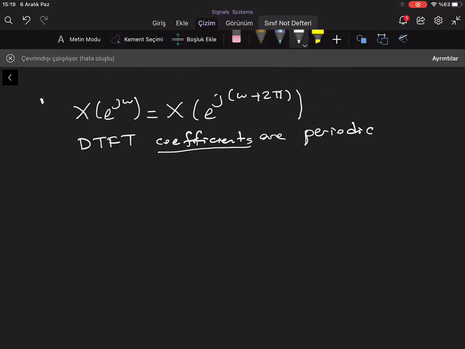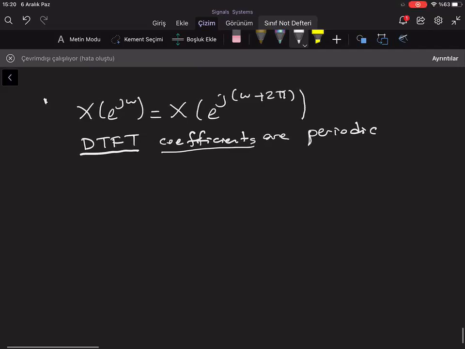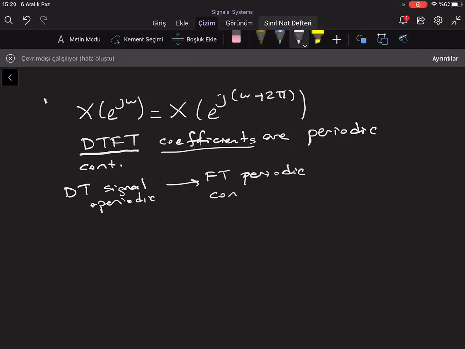You know, discrete time Fourier transform, the Fourier transform of the signal is not discrete. It is a continuous function. Okay, discrete time signal, but it is aperiodic. So its Fourier transform would be periodic and continuous. Okay, so this is one property that I would like to talk about.